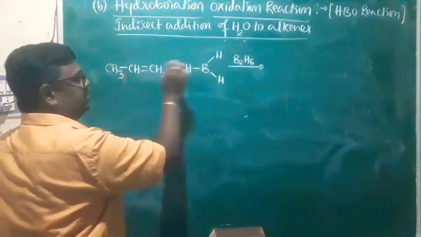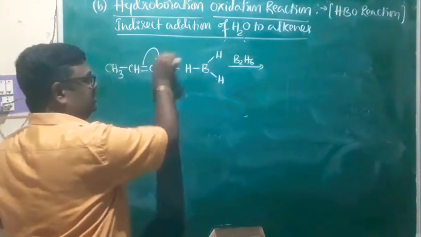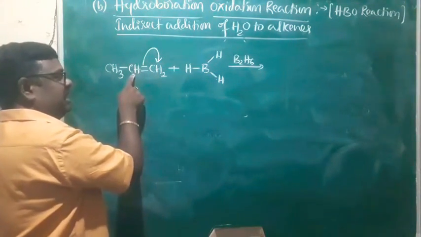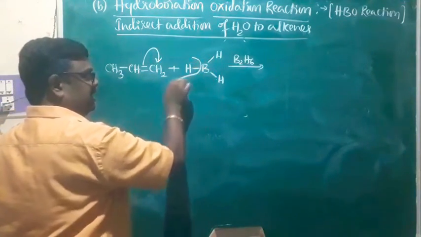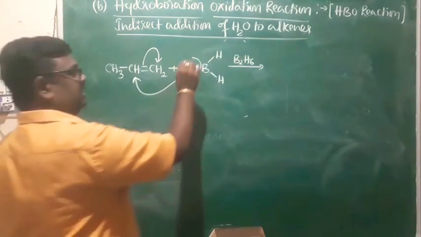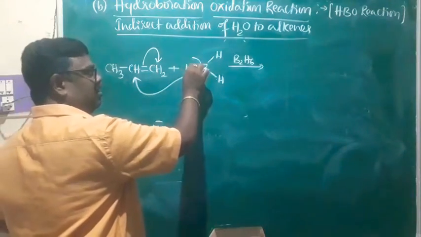When in the presence of boron hydride, electron deficient boron hydride, the electrons will be shifted over this, and of course it will be shifted over this only because that results in a secondary carbocation. So this H minus will be attached to this. Notice how I am removing hydrogen: hydride means H minus. I am removing hydrogen along with the bond.